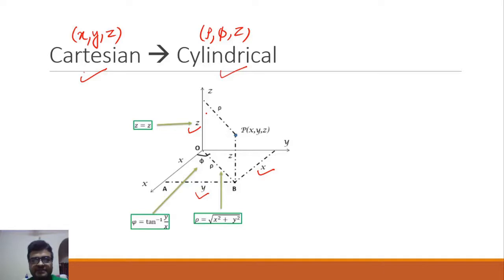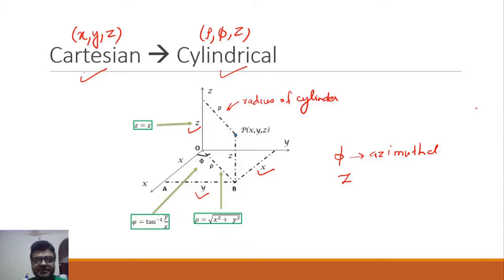Now let us again bring the cylindrical coordinate system and its dimensions into the picture. Do you remember that in the cylindrical coordinate system there was a dimension known as rho, and that was the radius of the cylinder. And we had a dimension known as phi. Phi was the azimuthal rotation which enabled us to rotate the cylinder completely through 360 degrees. And there was a dimension known as z. This z is the same as what z denotes in the Cartesian coordinate system. So to convert x, y, z into rho, phi, z, let us first concentrate on the xy plane.